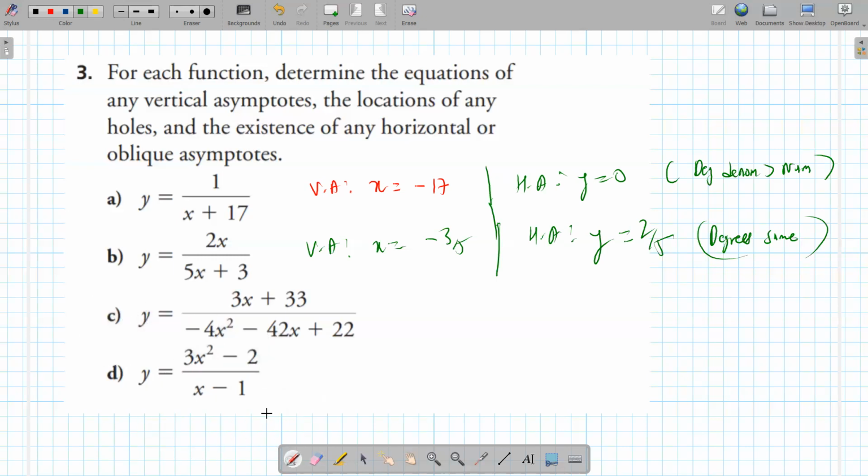Part D. Let's look at this one. Where's the vertical asymptote for that one? +1. No, see, that's wrong. Or is it? Actually, no, you're right. It's not wrong. I thought we could factor this out, but we can't. So the vertical asymptote is at what? X = 1.